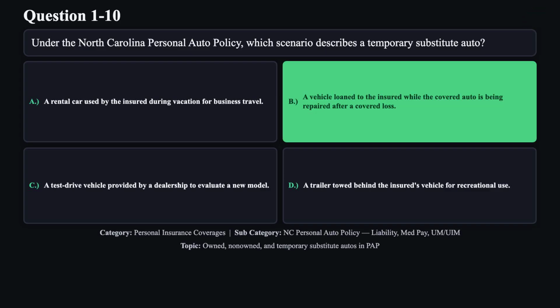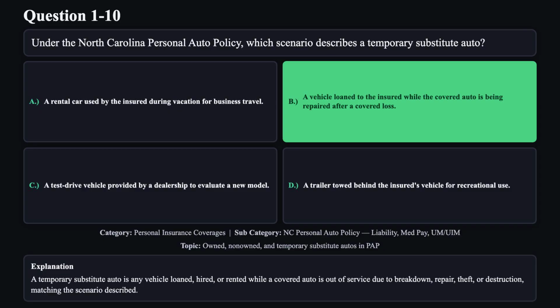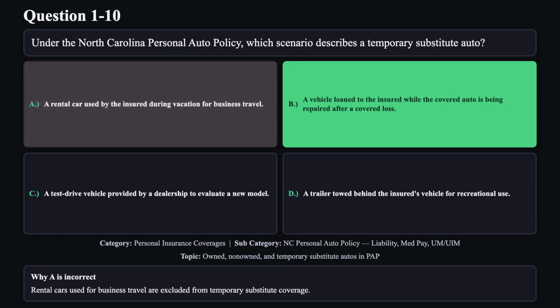The correct answer is B. A temporary substitute auto is any vehicle loaned, hired, or rented while a covered auto is out of service due to breakdown, repair, theft, or destruction, matching the scenario described. Reason A is not correct. Rental cars used for business travel are excluded from temporary substitute coverage.